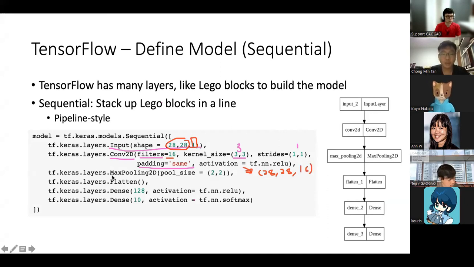After that, I do max pooling 2D. Max pooling 2D, remember, it takes a 2 by 2. Over here, the pool size you can determine. You can do 3 by 3 also. Of course, you can also do pool size equals to 2 over here, and it will automatically infer that what you actually mean is 2 on each dimension.